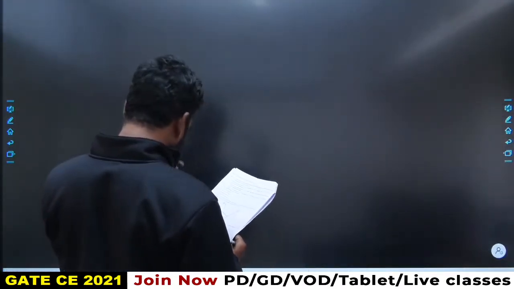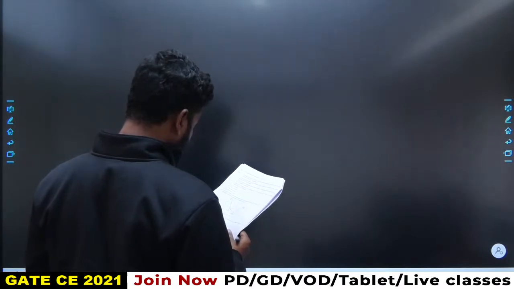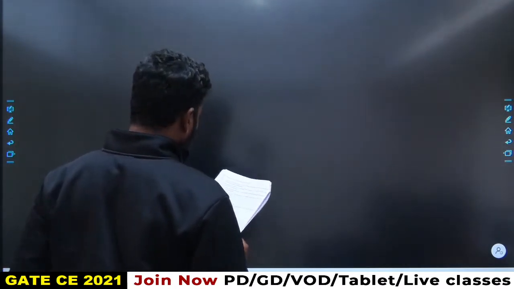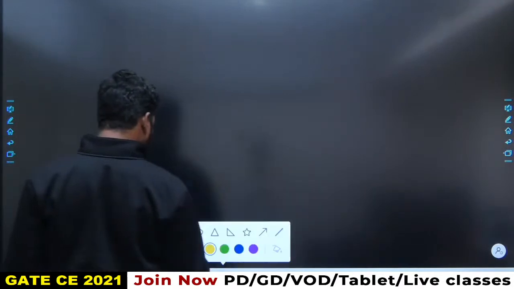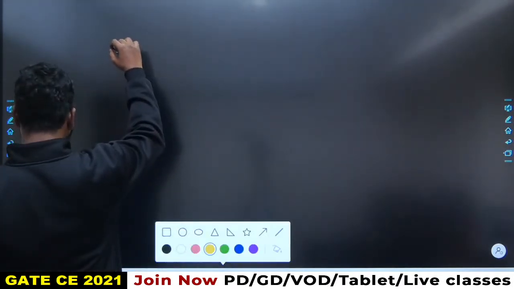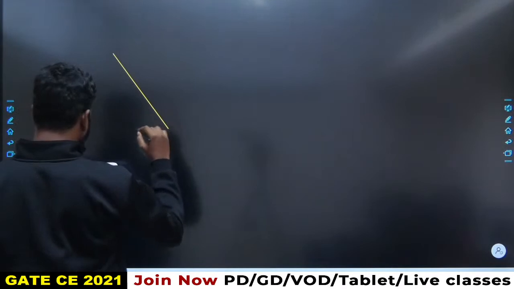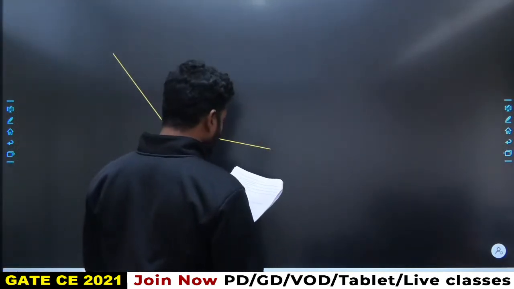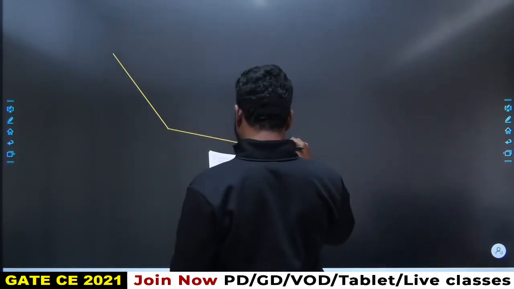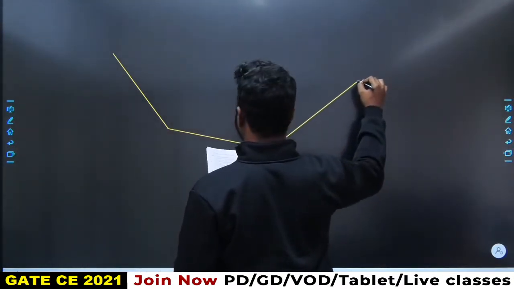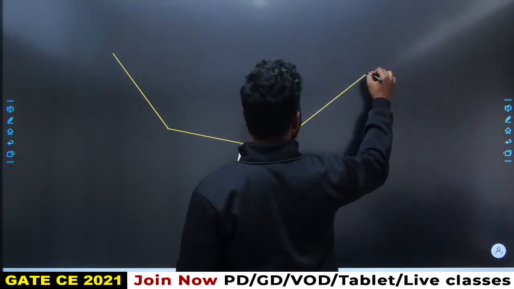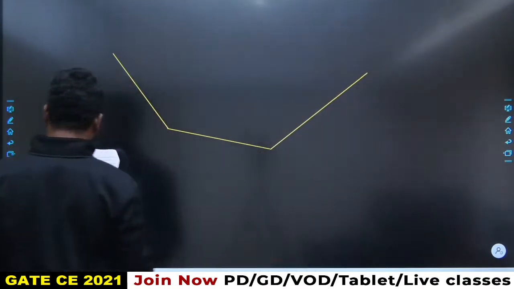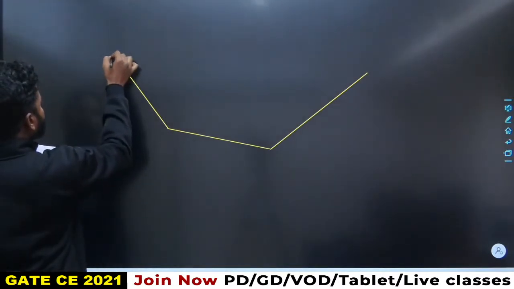Next question. He has given a perfectly flexible and inextensible cable as shown in the figure, the external loads at F and G are acting, the magnitude of tension in the cable segment FG is.